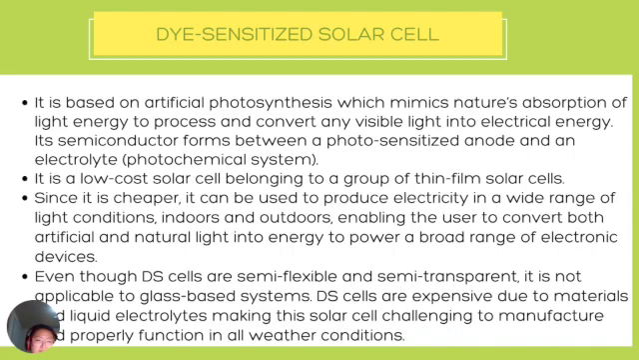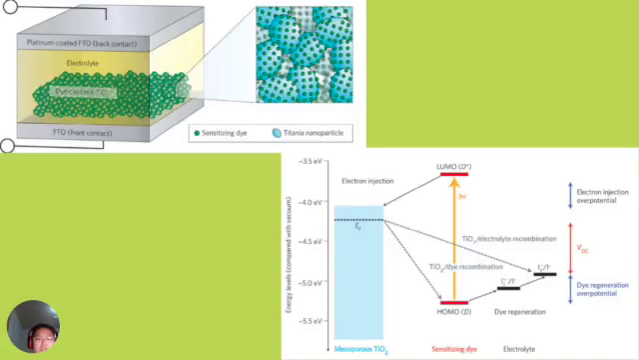It is a low-cost solar cell belonging to a group of thin film solar cells. However, they are expensive due to the material and the liquid electrolyte, making this solar cell challenging to manufacture and properly function in all weather conditions. They can be used in a wide range of light conditions, indoors and outdoors, enabling the user to convert both artificial and natural light into energy to power a broad range of electronic devices. Here's the general structure of the dye-sensitized solar cell.